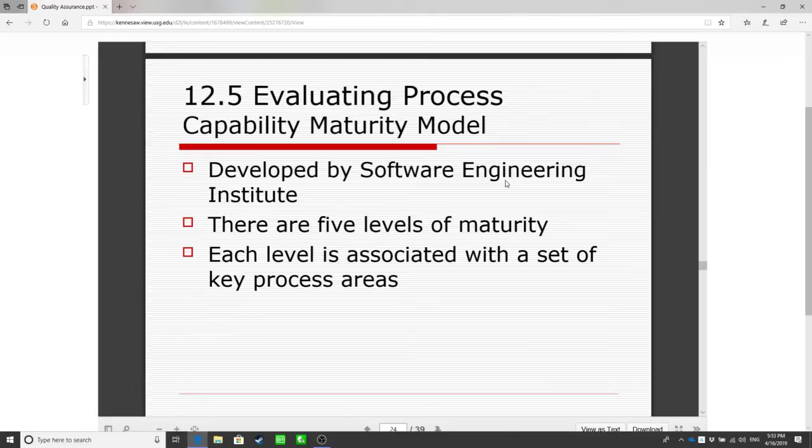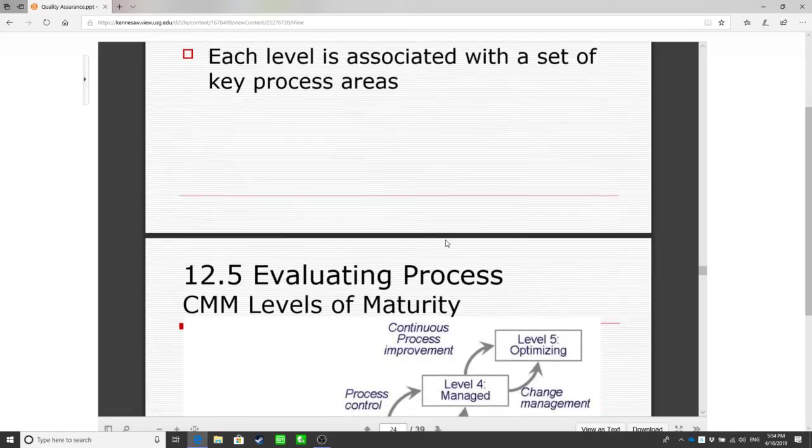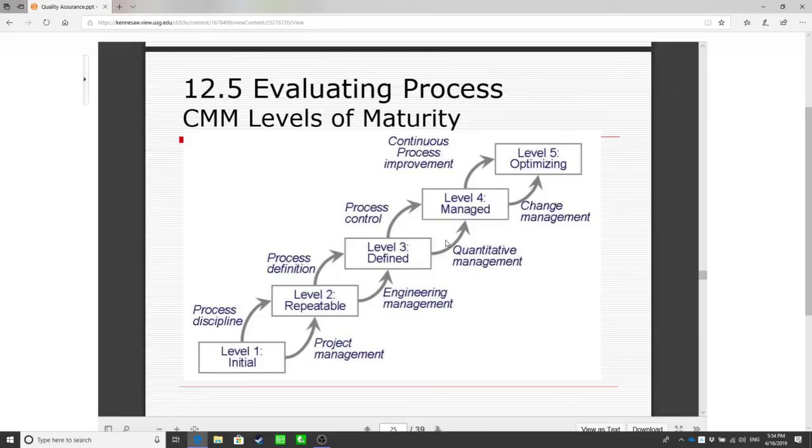CMM is called the Capability Maturity Model. It's developed by the Software Engineering Institute. There are 5 levels of maturity, and each level is associated with a set of key process areas. So why do we want that? Why do we want the CMM? There are 5 levels, but why do we want CMM?